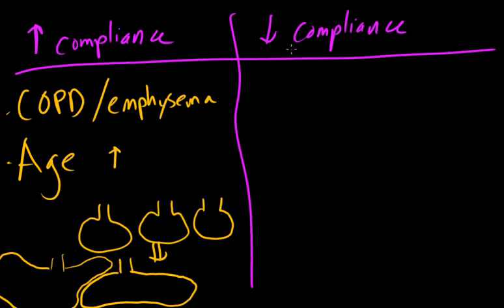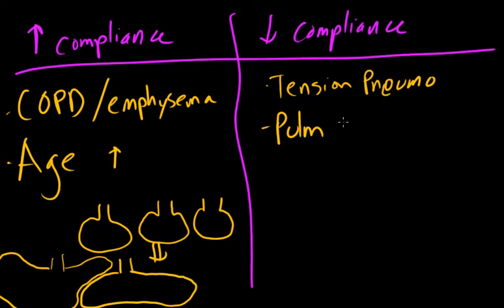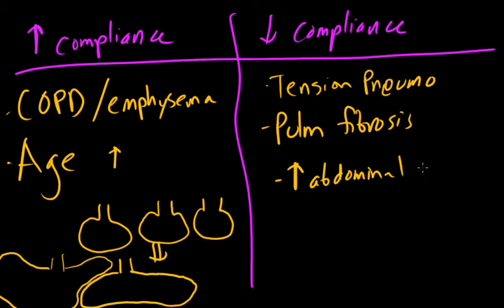We also have scenarios where we have decreased lung compliance. So for example, we'll have a tension pneumo, where we have air that's restricting our lungs' ability to open, thus leading to a decrease in compliance. Also pulmonary fibrosis, for example. Any scenario where you have increased abdominal pressure, like abdominal compartment syndrome.